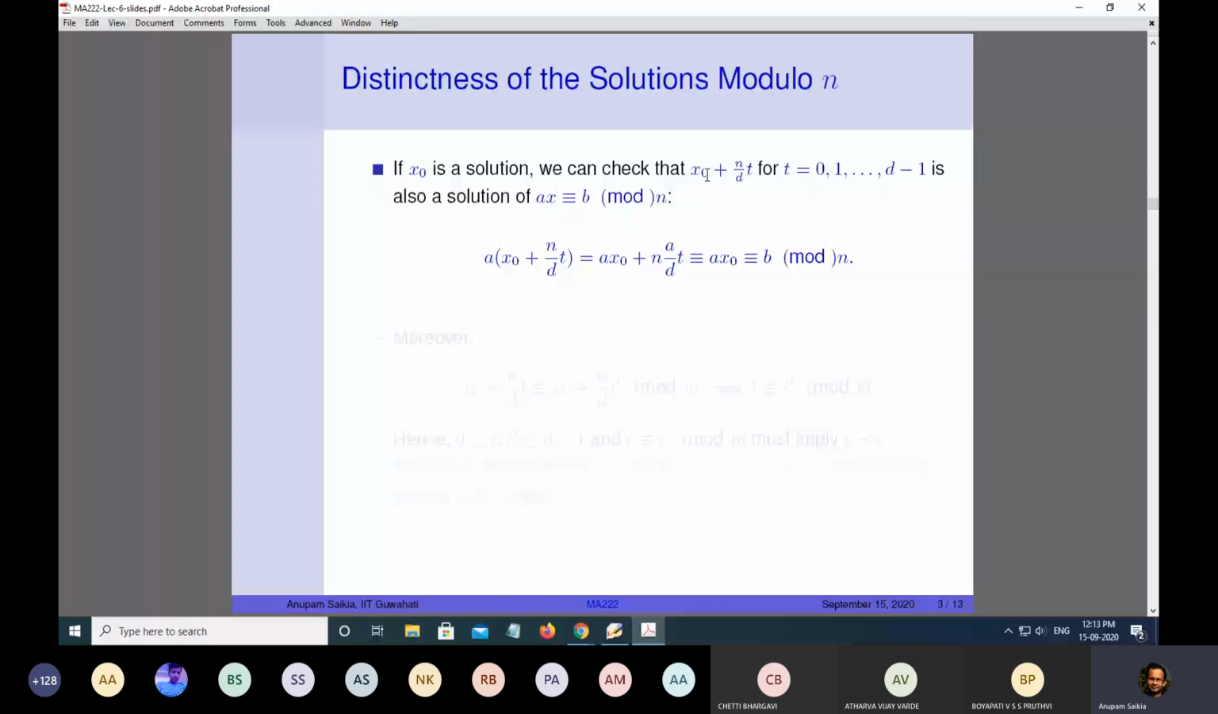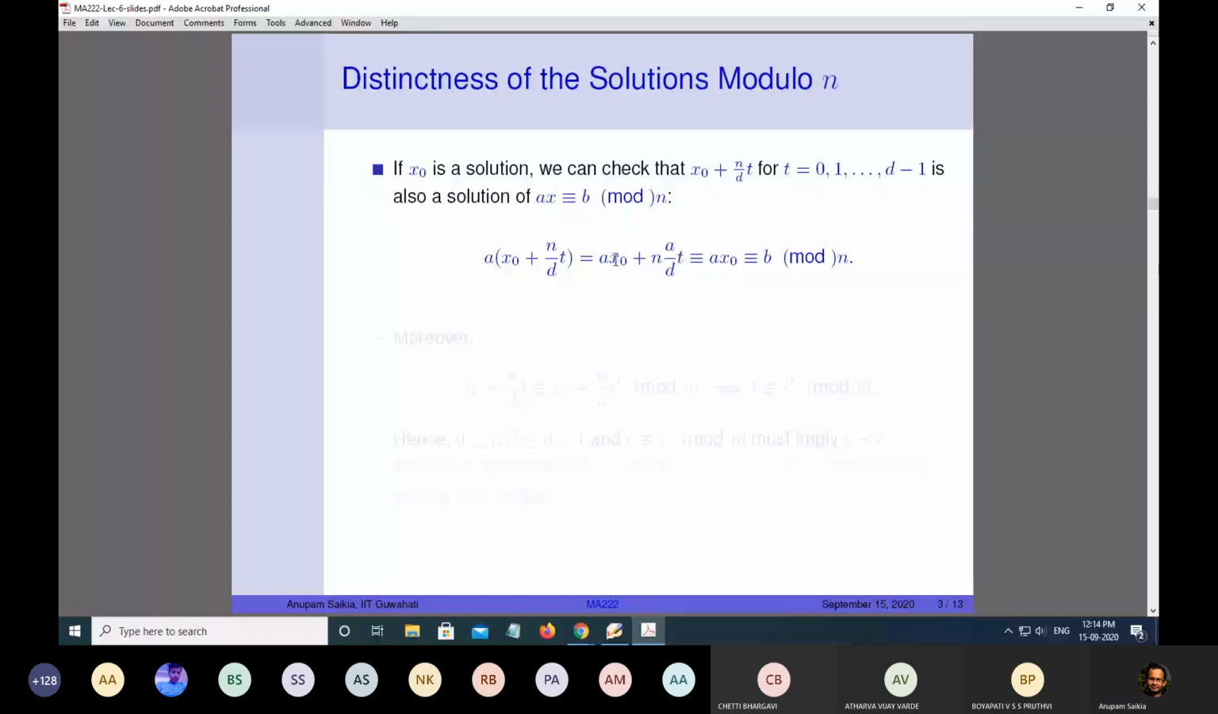I find A x naught plus, since d divides A, I can write this n by d times A as n times A by d, knowing that this is some integer. See, we don't want some fraction here. Because if it's an integer, that means the whole thing is a multiple of n. So mod n, this is 0. Okay, it's a multiple of n. So this basically reduces to A x naught mod n.